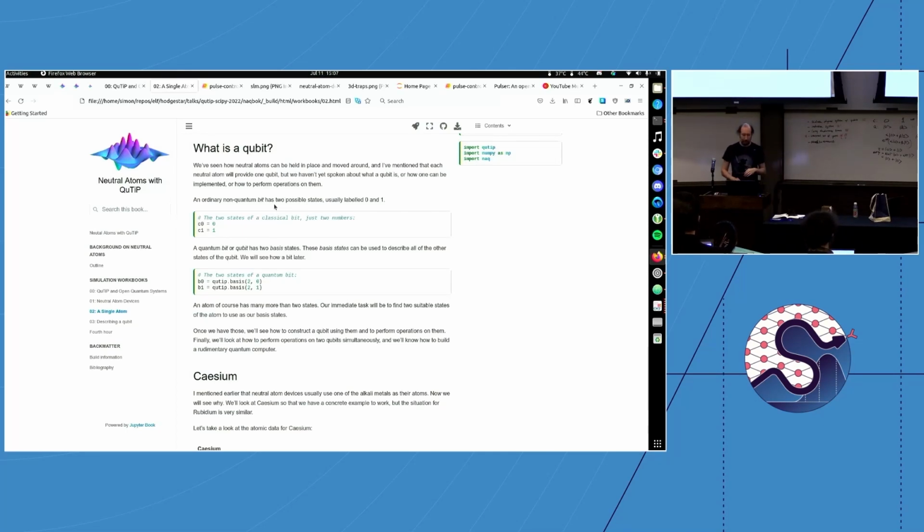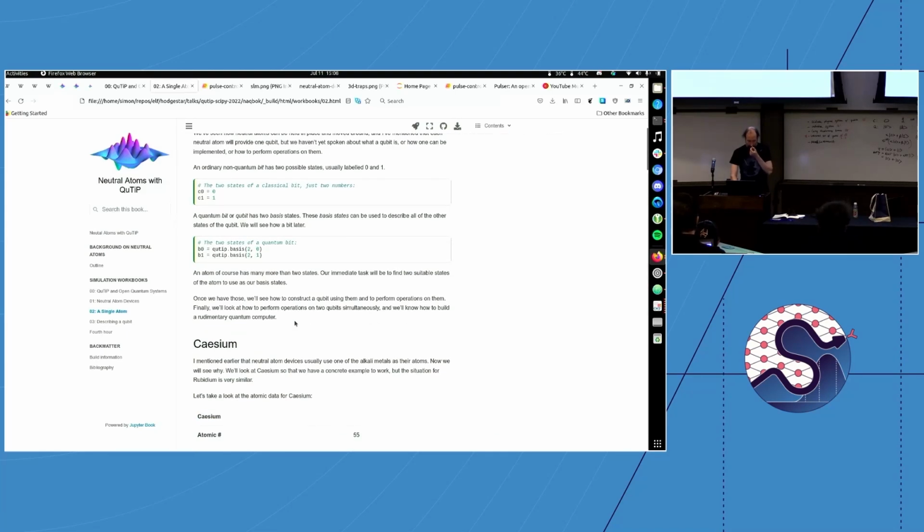Okay, so we actually covered a little bit of the most introductory question, what is a qubit, earlier. Just a reminder: a classical bit has states 0 and 1. A quantum bit has basis states 0 and 1. It sounds almost exactly the same, of course, except that basis state implies that there's a whole sort of linear combination.